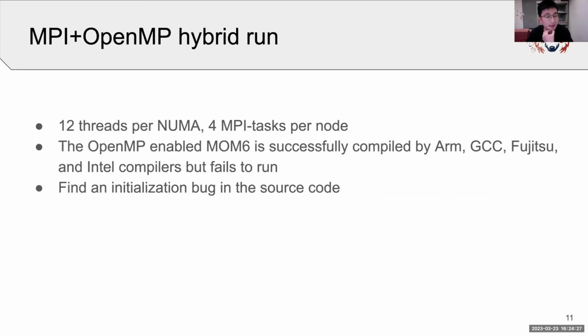And we also tried the MPI plus OpenMP hybrid one. To mimic the topography of the A64FX, we set 12 threads per NUMA, 4 MPI tasks per node. Actually, we've successfully compiled with all the compilers, but it fails to run because of an initialization bug in the source code. We submitted tickets to the model developer, and they are in the process of fixing this bug.